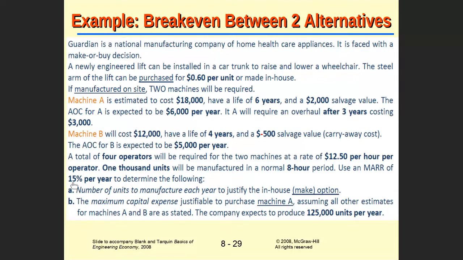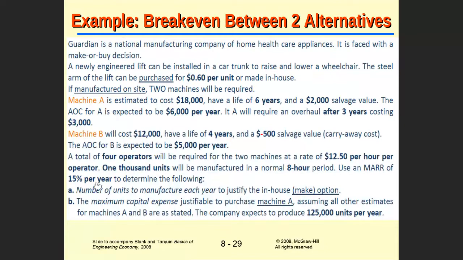We have to assume or use 15% as an interest rate, and the question says the number of units to manufacture each year to justify the in-house or make option. That means you have to find the break-even quantity. When it says the number of units to justify the other option, that means what is the quantity you need to balance both options, which is the QBE.